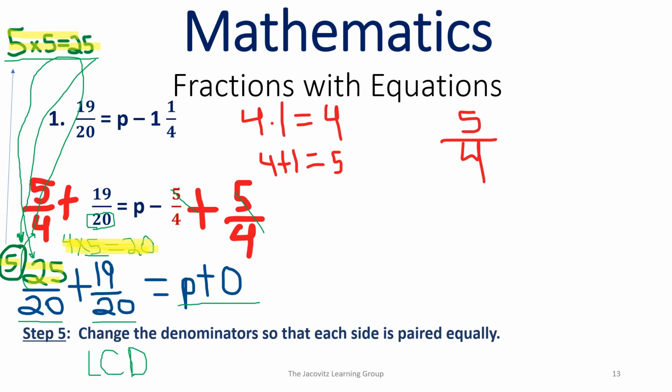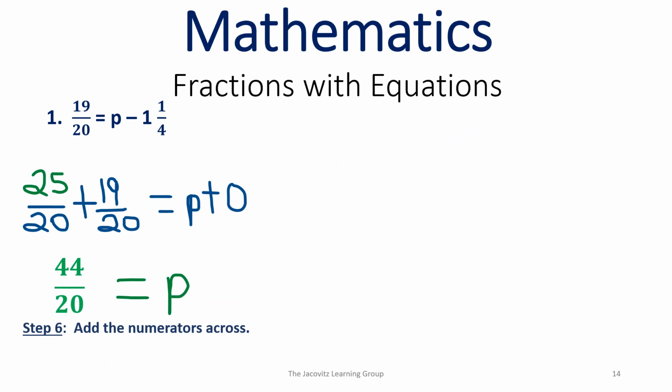Now you have 25 over 20 plus 19 over 20. Your problem's almost done. So when you add this 25 plus this 19, 9 and 5 is 14. Carry your 1, is 3, and there's 44. And you keep your denominator the same, so it's 44 over 20.